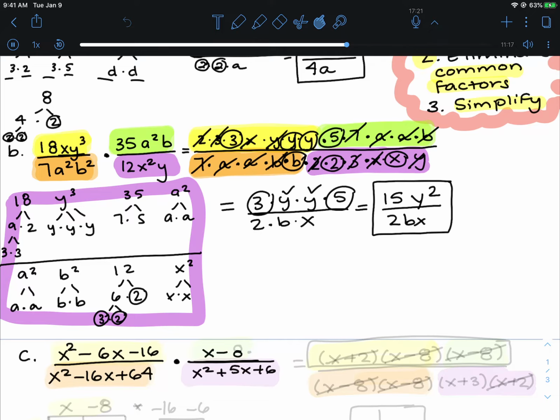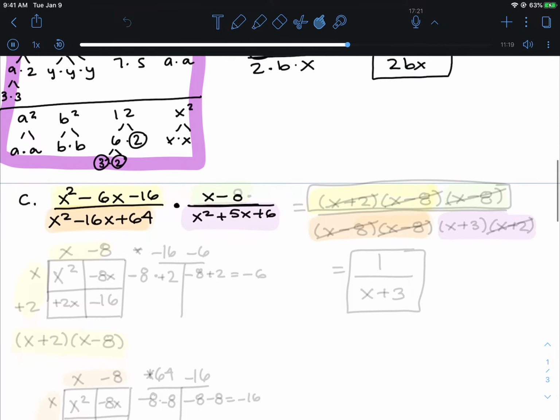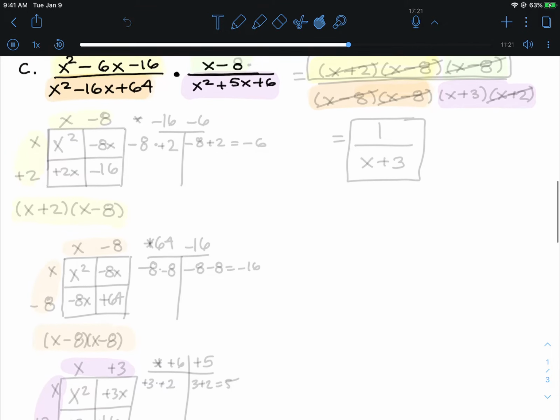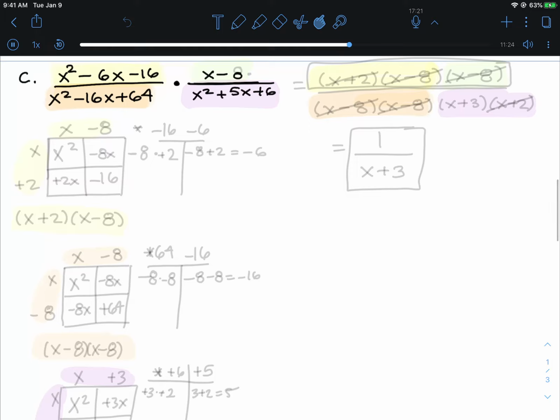Okay, example C. This one's a little bit different because now we have factors. I mean, we have trinomials, which, how do you simplify a trinomial, or how do you factor a trinomial? By using tic-tac-toe or the box method. So I'm going to go ahead and factor this numerator right here. Okay, and I am going to do box method.